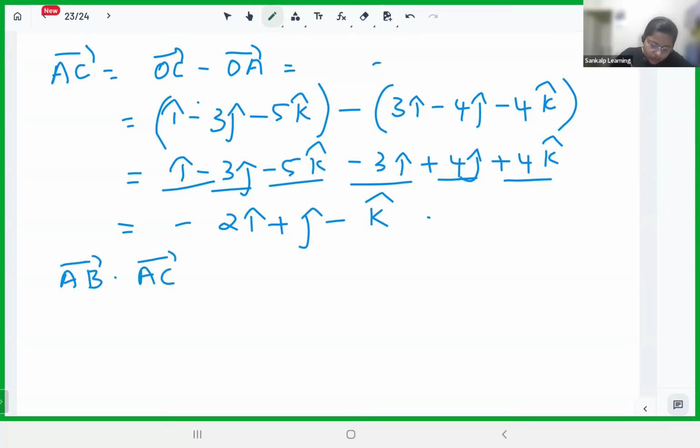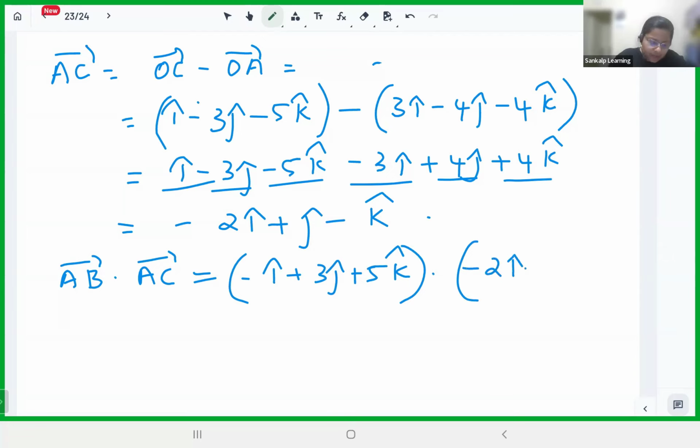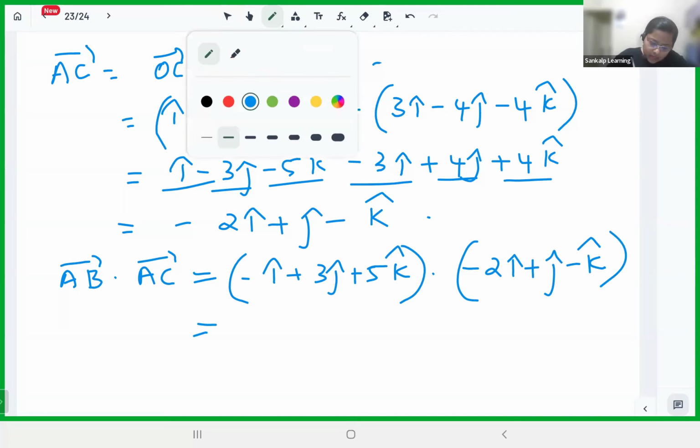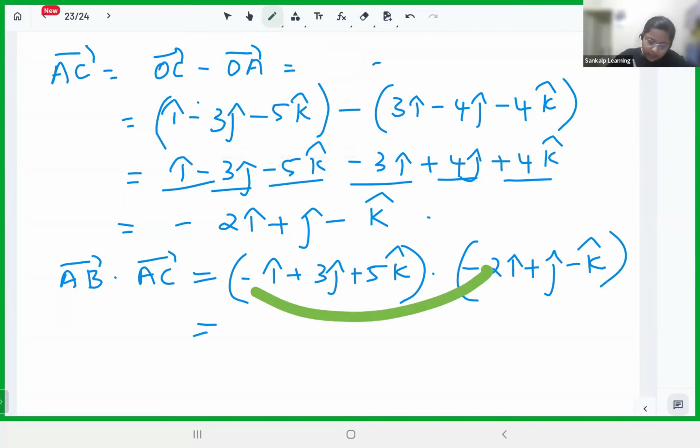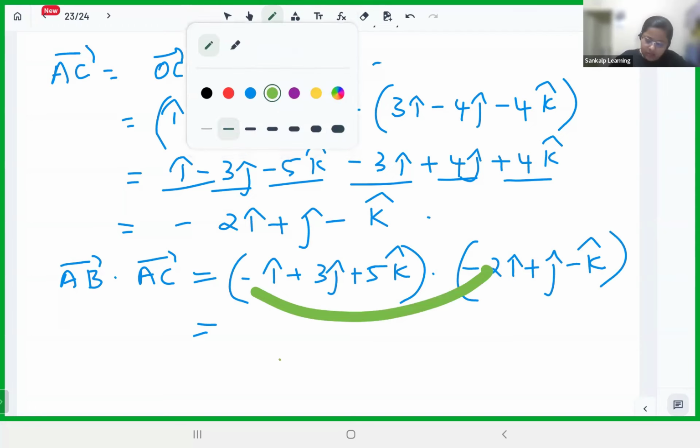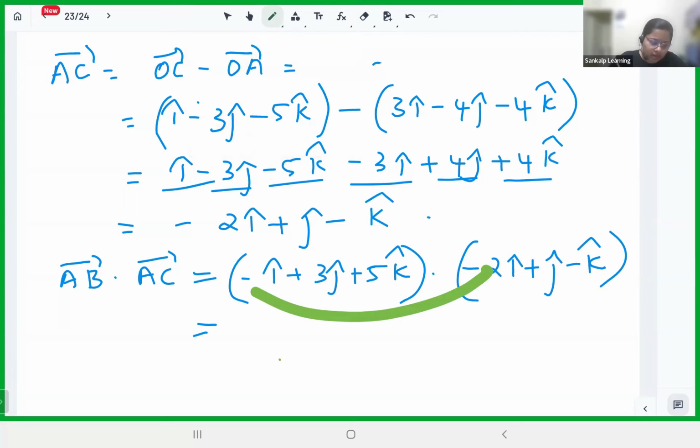AB dot AC. I'm going to find out AB dot AC. What was our vector AB? It is minus i plus 3j plus 5k. Okay, dot product with AC. AC is minus 2i plus j minus k. So how will you do the dot product? Just multiply the corresponding components, right? Minus 1 into minus 2, so it is plus 2. Then 3 into 1, it is plus 3. Then 5 into minus 1, that is minus 5.